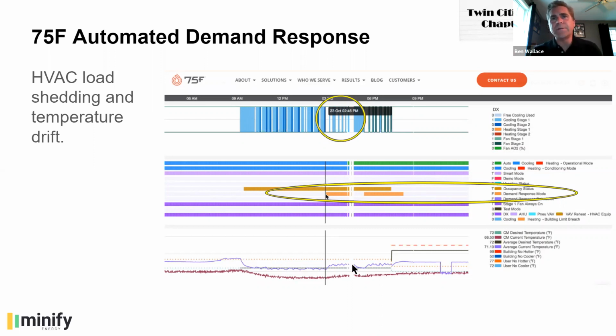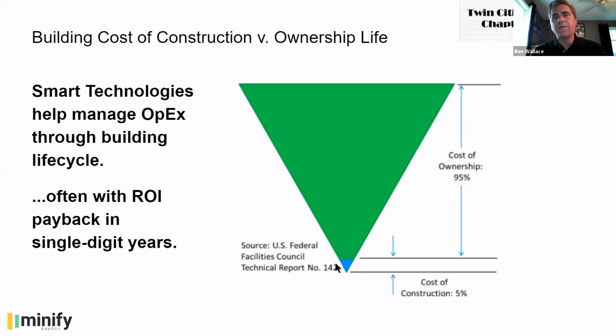And as a result, there's a little bit of drift in the actual temperature versus the desired. Up until that point, it had been tracking to desired versus actual, and that's allowed to drift a bit at the point of the demand response. We'll see other examples, but that's one from my experience with 75F and installations we've done there.